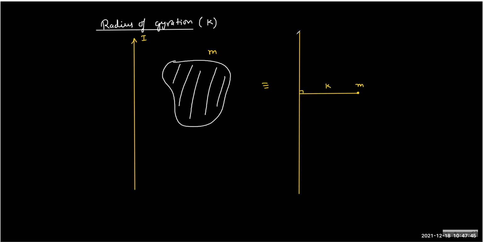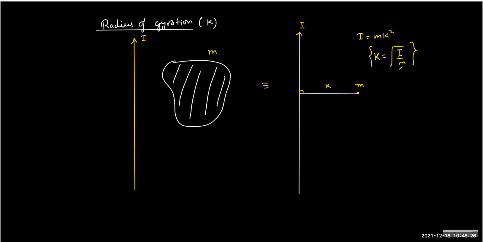So K is the separation at which, if you keep the point mass m, which is the same as the mass of the body, then the moment of inertia that it will offer is the same as the body was offering earlier. So the idea is simple, I must be equal to mk square, and therefore K is the square root of I upon m. So that is how we find the radius of gyration. What is the significance of this? Again, the significance is, if K is smaller, the moment of inertia is smaller, or the mass is closer to the axis.